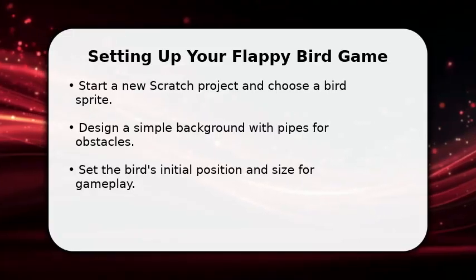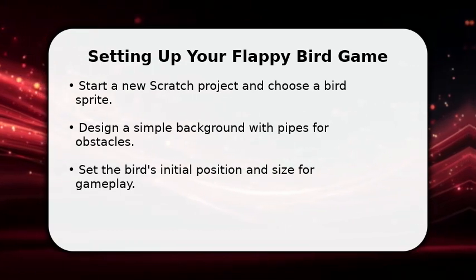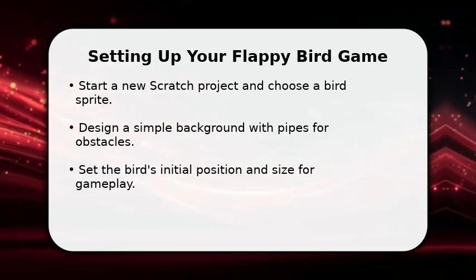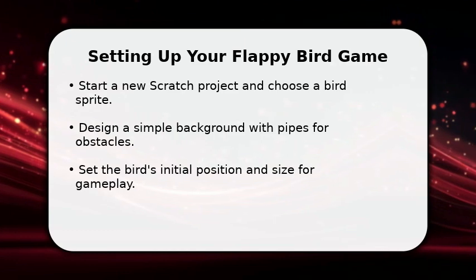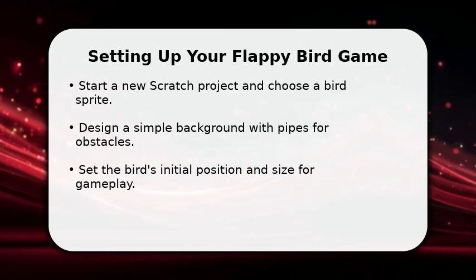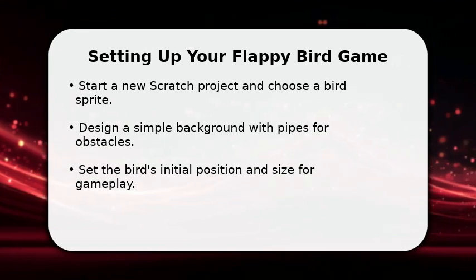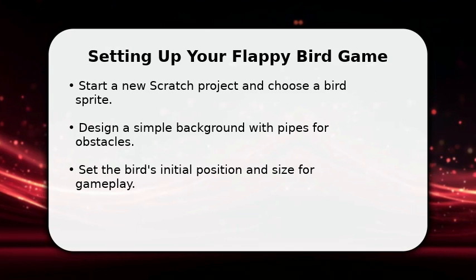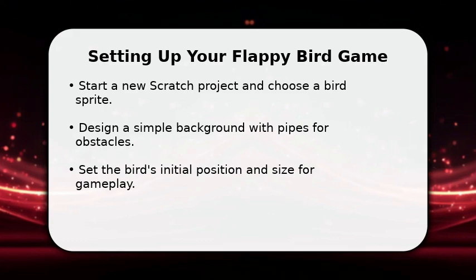In this video, I will show you how to create a Flappy Bird game on Scratch. First, open Scratch and select a bird sprite, then give it a suitable starting size, perhaps around 25%. Next, design a simple background with green pipes as obstacles. Position your bird near the left side of the screen, ready to begin its journey. This initial setup is crucial for a smooth start to your game.